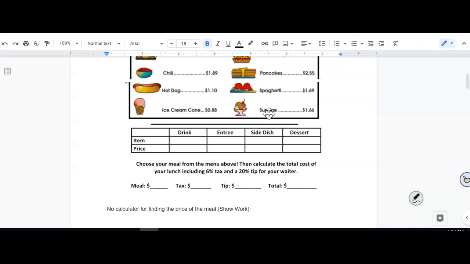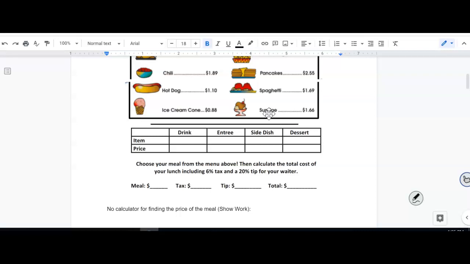Rylan, who's paying for it? I got this meal. I got it. It's on me. Maddie, do you want a milkshake for a drink? Then you go get that milkshake for a drink. Okay, Aiden.